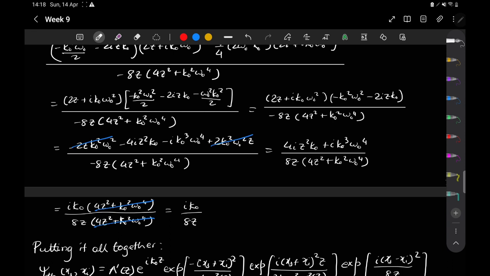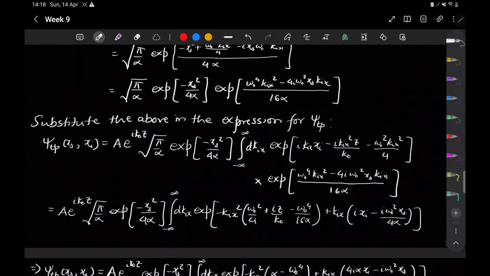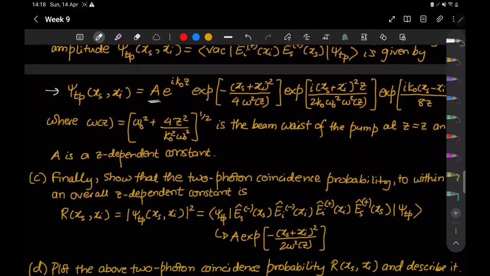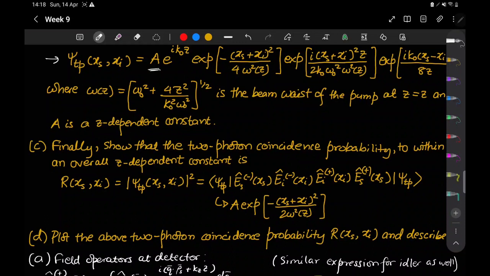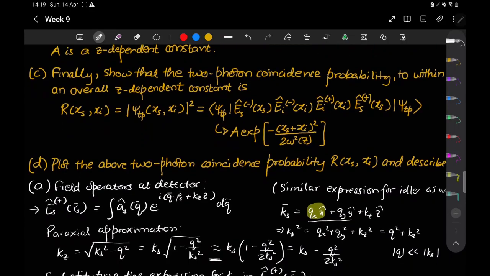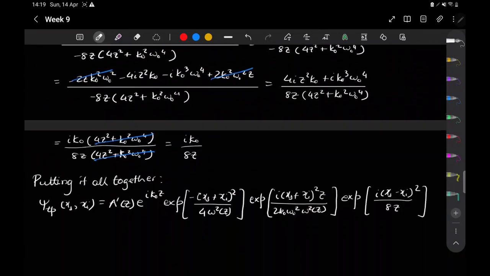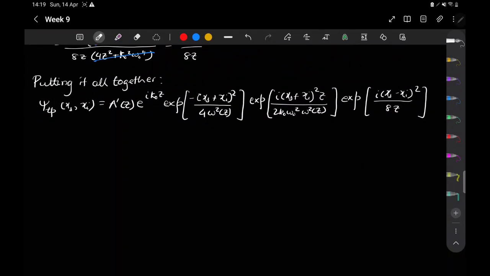Okay, so let us now proceed to part C. Part C is: show that the two photon coincidence probability, to within an overall z dependent constant, is given by this expression for R_SI, and this reduces to the following: A exponential minus xs plus xi whole squared divided by 2 omega squared z. Okay, so this is very simple. We will just make use of this expression that we derived in part B.